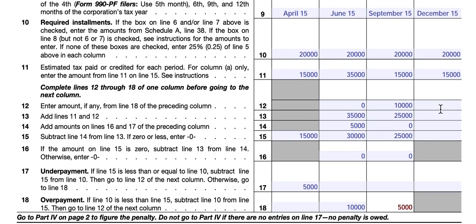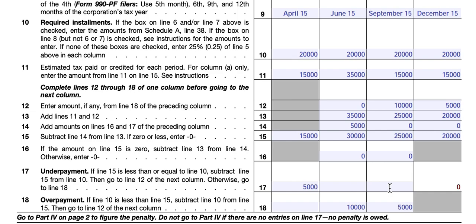And then for the last quarter, we'll carry that $5,000 up to line 12 of column D. We're going to add this with the estimated tax on line 11. We get $20,000. We're going to add line 16 and 17 here. Of course, the answer is 0, so we're going to bring this $20,000 down. And then we're going to apply that to line 10. It says less than or equal to line 10, so we will subtract them, and we have a net result of 0.